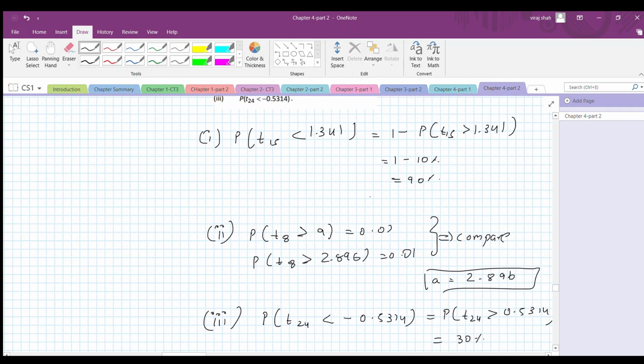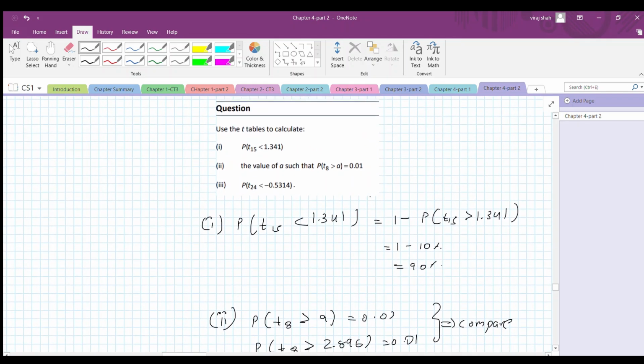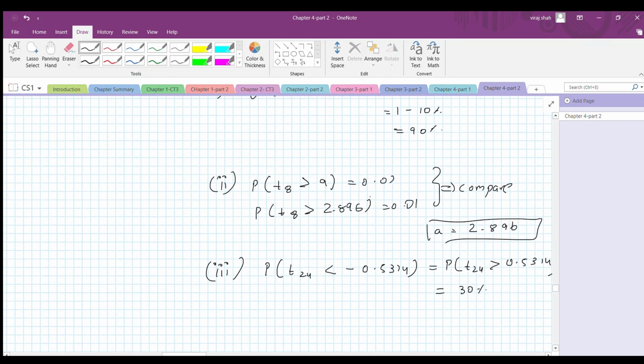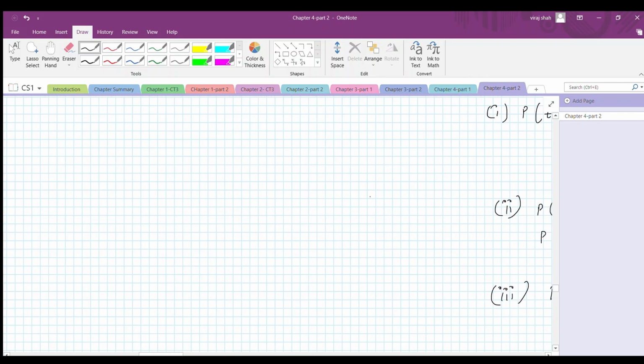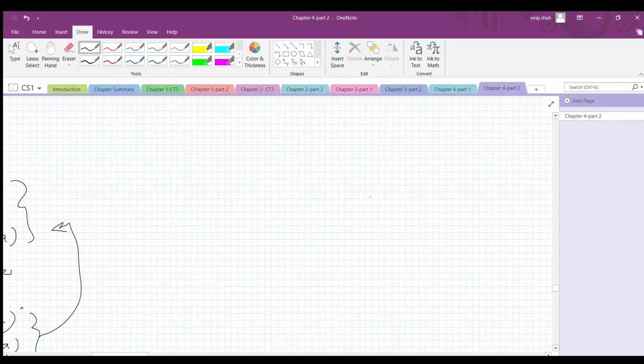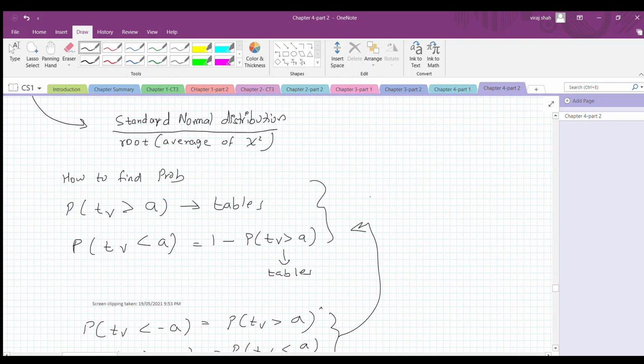If a question comes for finding the probability, directly find the probability. You do not have to apply your brains at all. Just find the right value, write the right value. You are done. You get your answers. Okay. So this is my t distribution.